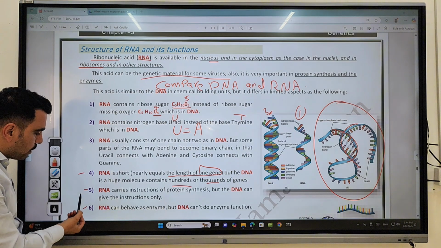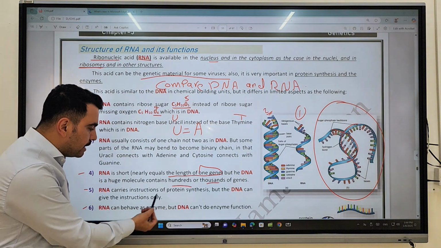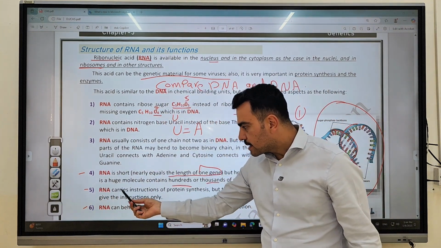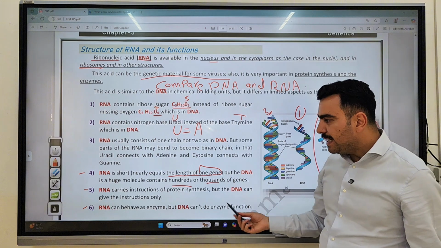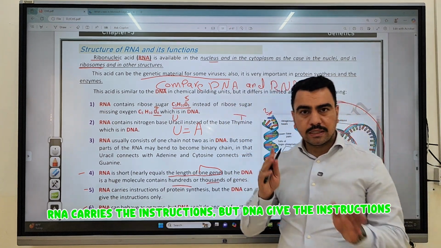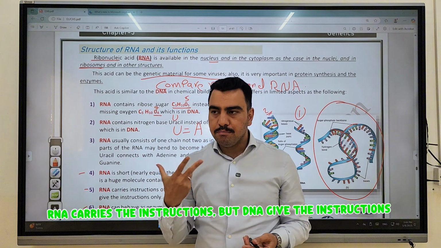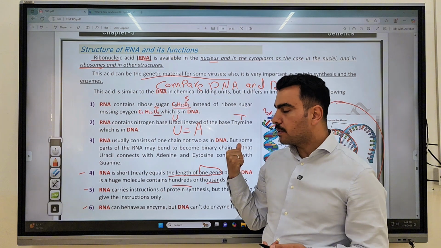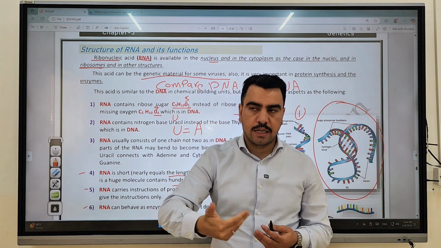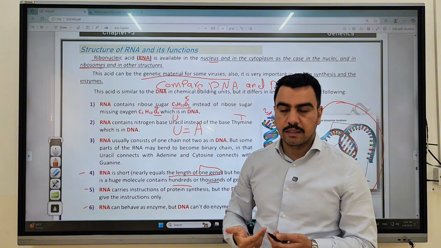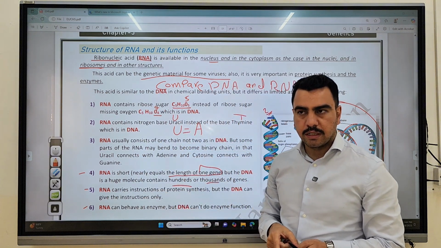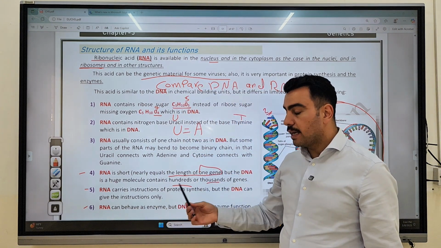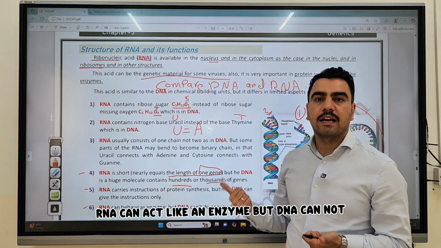And last 2 points. Number 5 says RNA carries the instructions of protein synthesis. There's a difference: it is carrying the instructions of protein synthesis, but DNA gives the instructions. What's the difference between giving and carrying? It means DNA cannot carry the instruction, it only gives the orders. But the most important thing is RNA is doing the function, transporting the signals, the messages, and collecting the amino acids that we are going to study. It's doing almost the whole job. The last point says RNA can behave like an enzyme, but DNA cannot.